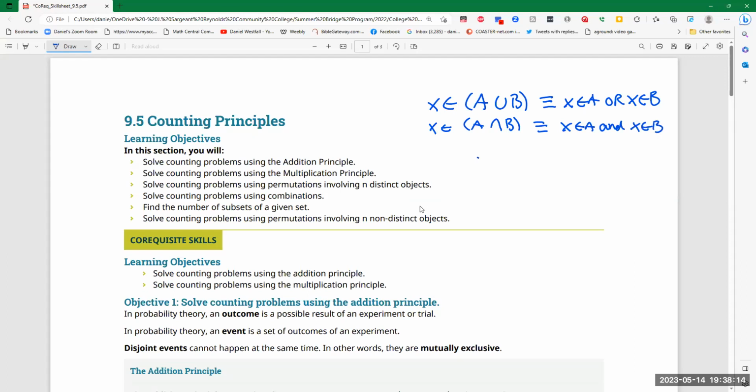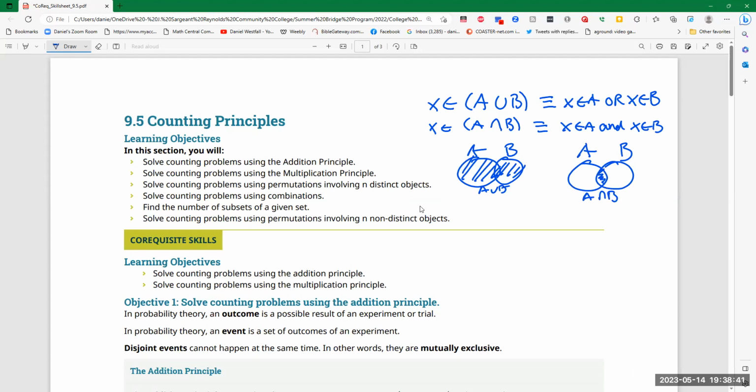So if we have Venn diagrams here, we have A, B, we have A or B. The union is like that. We have A, B, A intersect B looks like this.